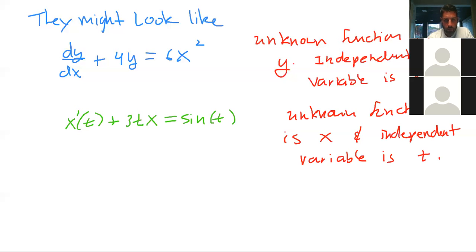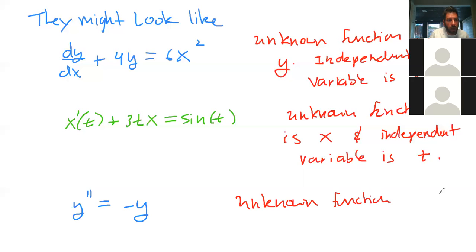And we can even do another one. Let's do one more. How about we take something like y double prime equals negative y. Now, I have not been explicit here about what the independent variable is, so you can choose any letter you want, t, x, I don't care what you would choose. But here, the last thing we'll notice is the unknown function is y.